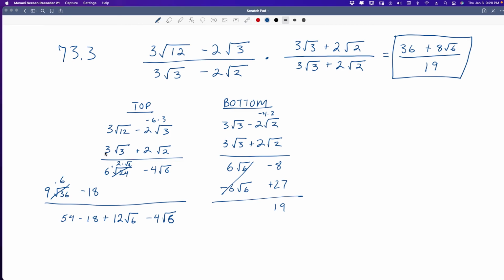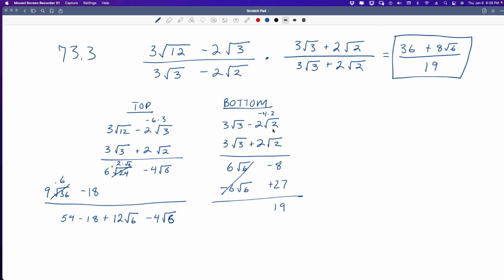All right, and then we were able to say that 3 times negative 2 is negative 6, and negative square root of 3 times square root of 3 is 3, so negative 6 times 3 is a negative 18. And then 3 times 3 is 9, and 3 times 12 is 36. Well, that's a perfect square. Square root of 36 is 6, so 9 times 6 is 54. So we ended up with 54 minus 18, which is 36, and positive 12 times the square root of 6 minus 4 times the square root of 6. So that's going to be a positive 8 times the square root of 6.